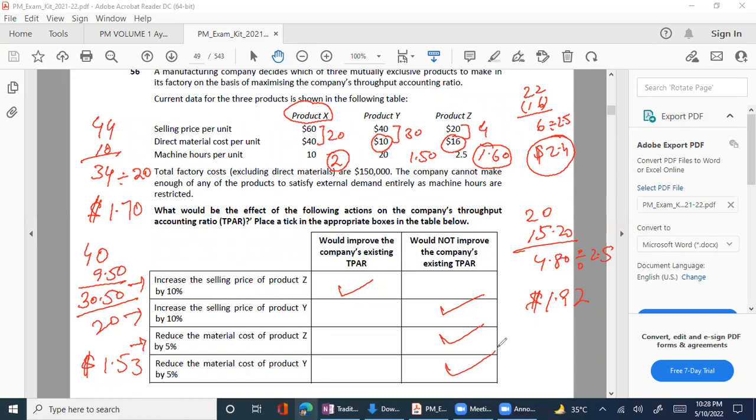So the first one was able to shift our product from X to Z. Rest of the 3 options are not shifting the product. So they will not be affecting the company's throughput accounting ratio. Please share if you have any confusion. Is it clear? Can I move?